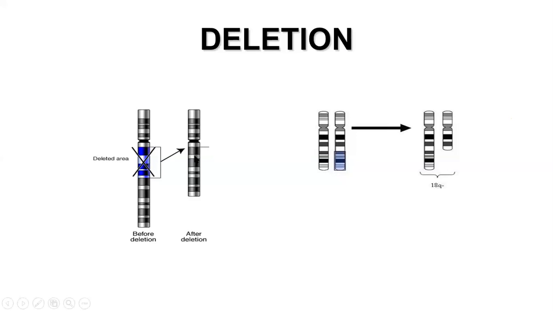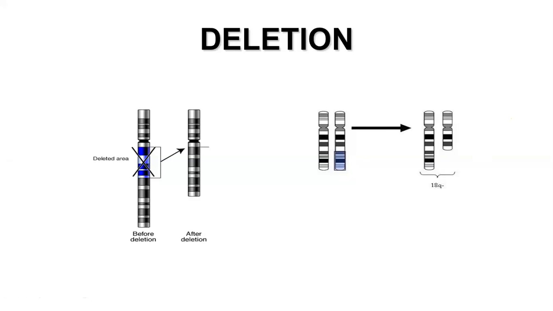After deletion, the chromosome appears like this. Another picture showing deletion. This is a pair of homologous chromosomes, left side and right side. The left-hand side chromosome is intact. Deletion is occurring here. This part is deleted. So, after deletion, the pair occurs like this.